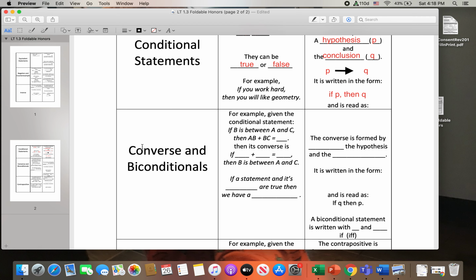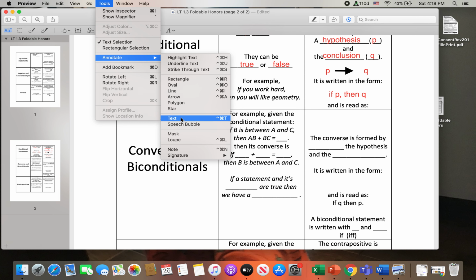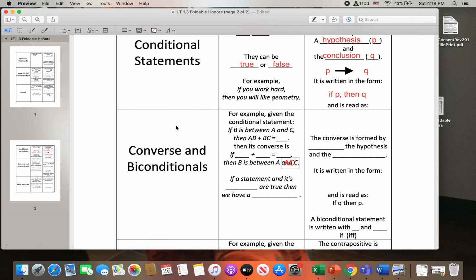Okay, converse. Another word that has converses, I know, tennis shoes, but reverse. So we start with the conditional. If B is between A and C, then AB plus BC. Do you remember from earlier this unit? Part plus part equals whole. Whole is AC.